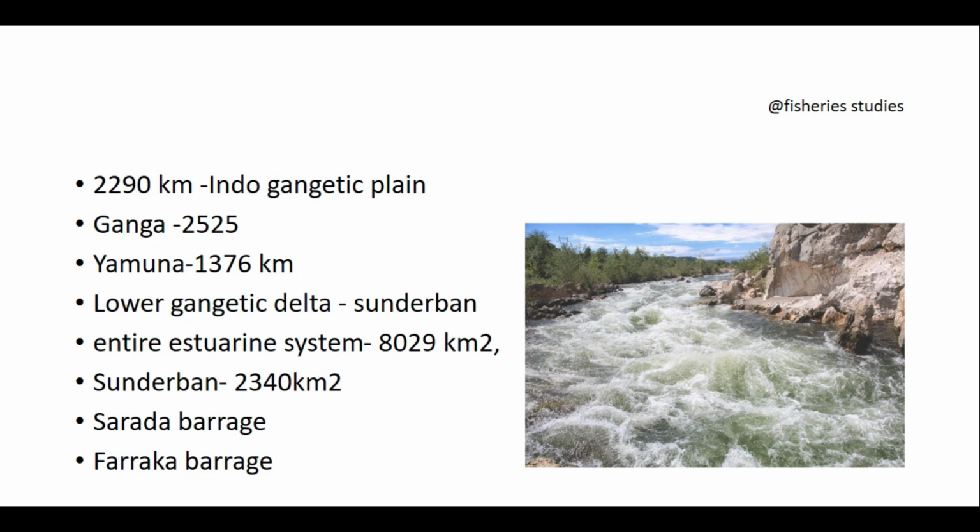The lower Gangetic delta is called Sundarbans. The estuarine system is 8029 km. Sundarbans area is 2340 km. There are two major barrages, Farakka barrage and Sarada barrage, in the river Ganges. This is most important. In a previous year question they asked: Farakka barrage is present in which river? It is present in river Ganges.